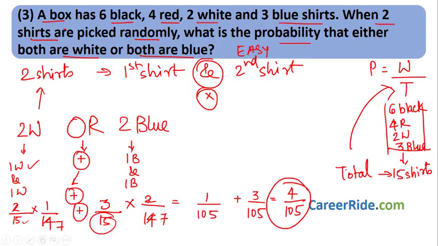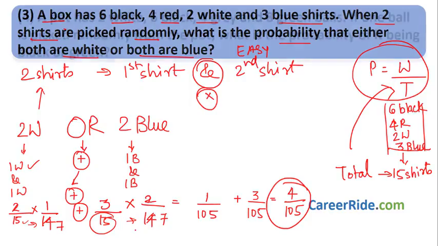See how easy it was. Just remember, probability is what I want divided by total, right? And here we are not replacing the shirt. We just take one shirt, keep it in hand, and then we pick out the second shirt. That is the reason we reduce the denominator by 1. Okay, moving to next question.